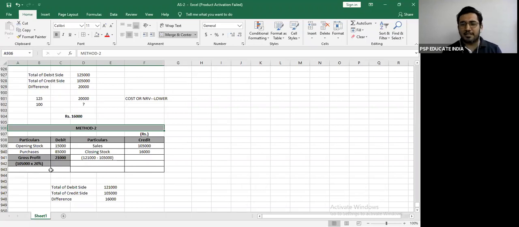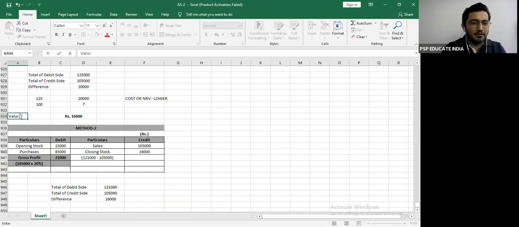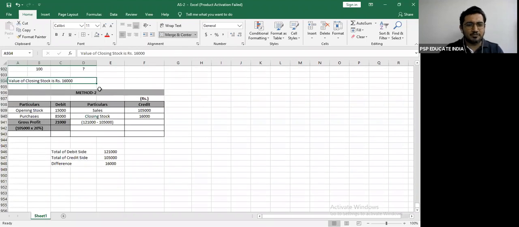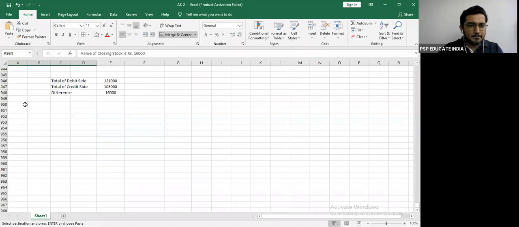क्योंकि वो आपसे पूछा नहीं है. आपसे final question क्या पूछा है? What's your value of closing stock? So we have to simply write over here value of closing stock is ₹16,000. That's all they have asked you. Value of closing stock is ₹16,000.